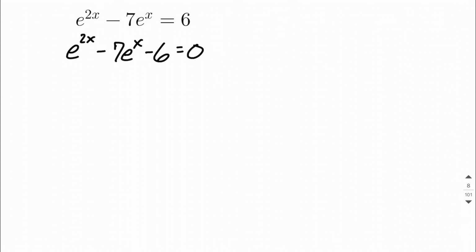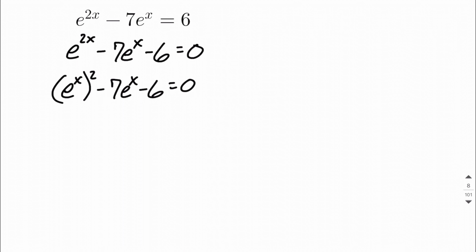The next thing I'm going to do is think about this as an equation of the quadratic type. What I mean by that is I can rewrite this as e to the x squared for that first term, minus 7e to the x, minus 6 equals 0. Of the quadratic type means that the first exponent is double the second exponent. So we have e to the x squared and then e to the x to the first power. Okay, so it's of the quadratic type.